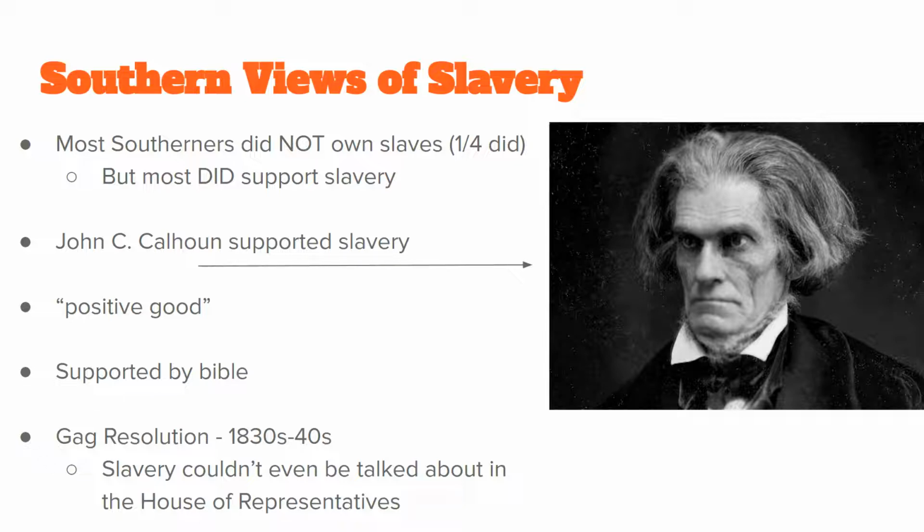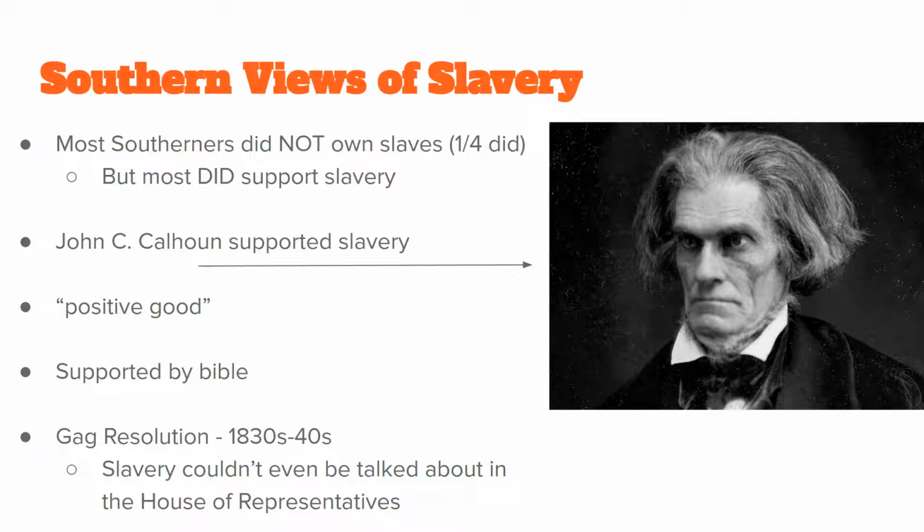This is an important term to know, gag resolutions. These are resolutions that get passed in the House of Representatives in the 1830s and 40s. It's a great example to show how tense the slavery topic was getting, especially in the government between the North and the South. The gag resolutions are basically rules that say you can't even bring up slavery in the House of Representatives. You can't even talk about it because it was just a non-starter.